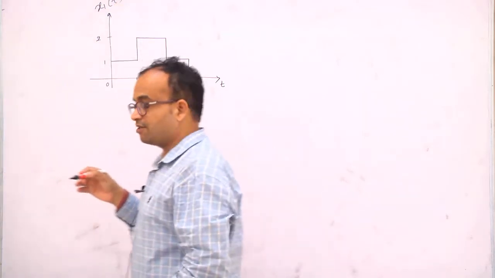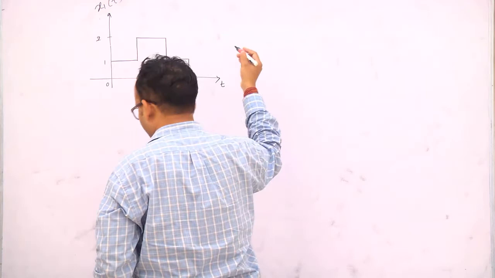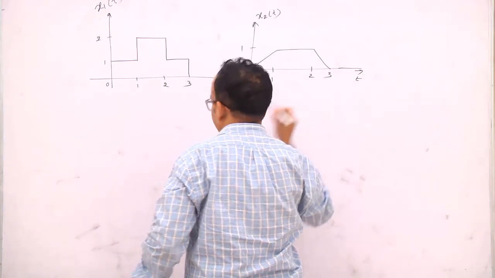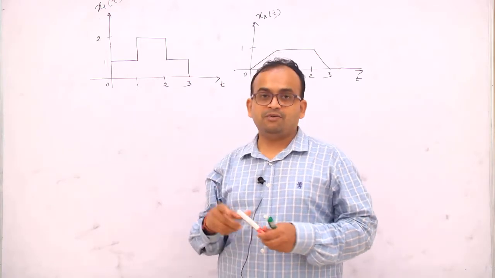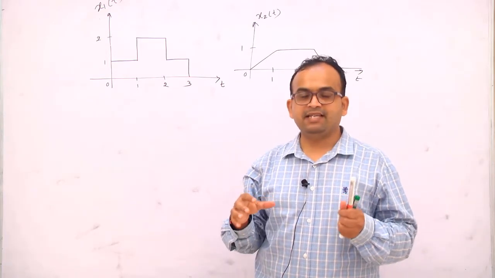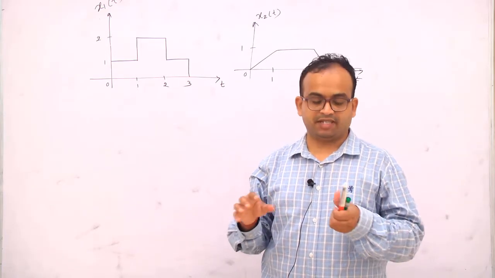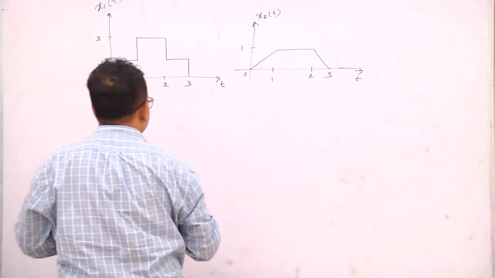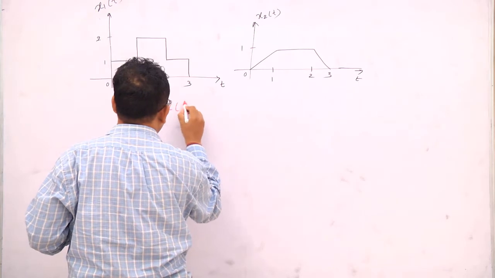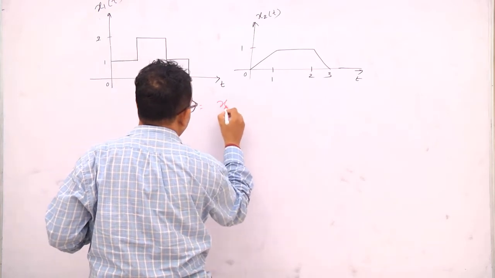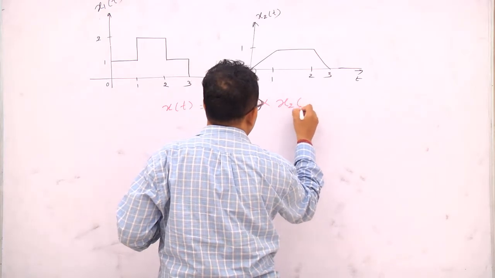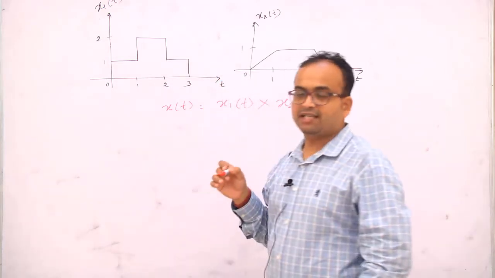This is x1 of t, and let us draw another signal. This is x2 of t. So now what happens? We have to multiply x1 of t and x2 of t. So what will we do here? We have to do x of t is equal to x1 of t into x2 of t.